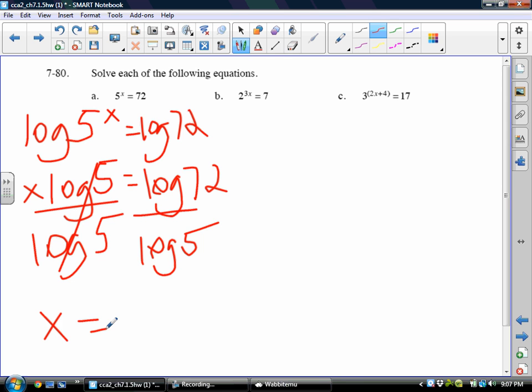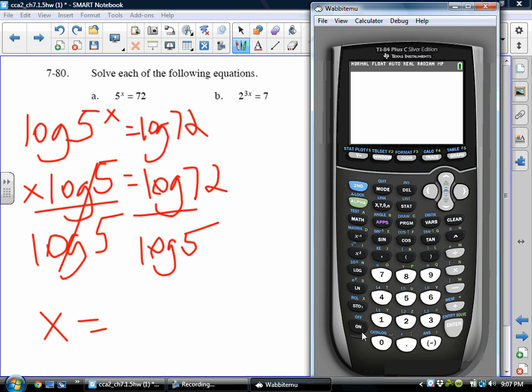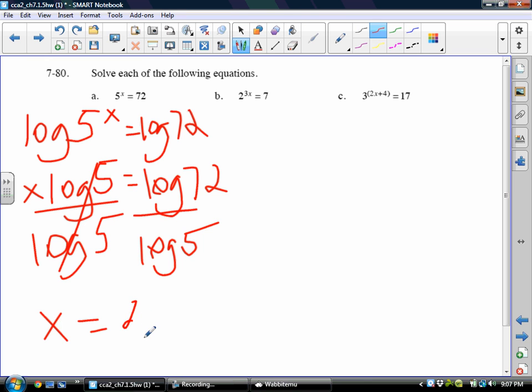So calculator, pull that back up. I'm going to do log of 72. Remember, when there's no base written for my logarithm, I'm assuming that it's a 10. Okay, so log of 72 divided by log of 5 gives me, let's say, 2.66. Okay, so 2.66 is my answer for part A. Done.